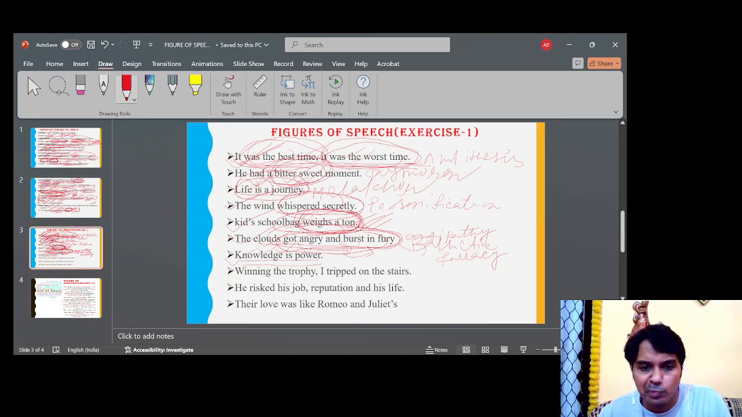Now the next example, winning the trophy, I tripped on the stairs. Now see, I won the trophy, but this is a trivial event, I tripped on the stairs. Now the objective is to create ridicule or laughter. Now which poetic device is being used here to create laughter? See, winning the trophy, I tripped on the stairs. So it is anticlimax. Anticlimax.